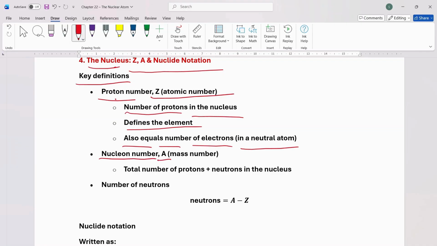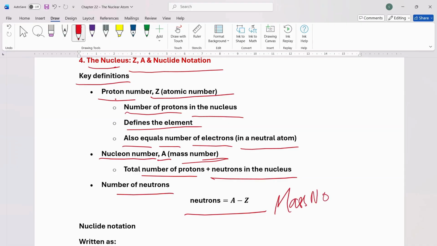Nucleon number, represented by capital A, also called mass number, is the total number of protons plus neutrons in the nucleus. If you want to calculate the number of neutrons, neutrons equals A minus Z, which means mass number minus the atomic number.